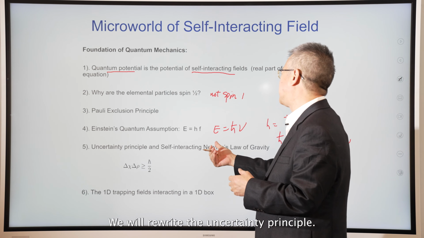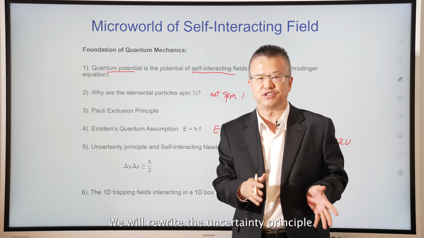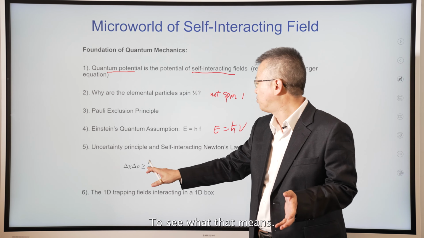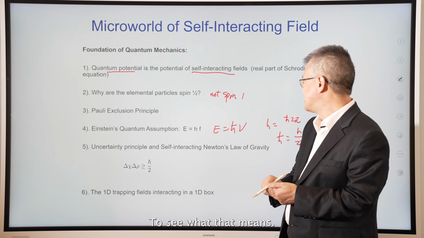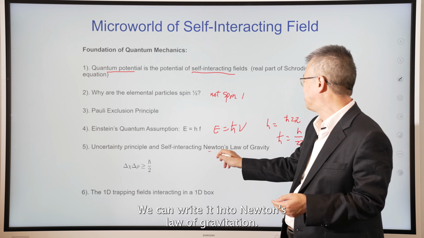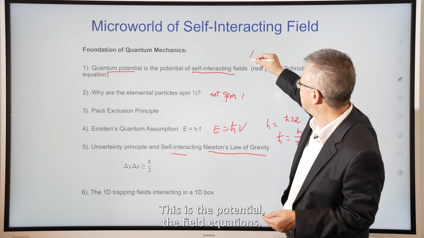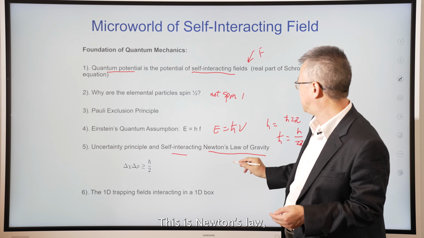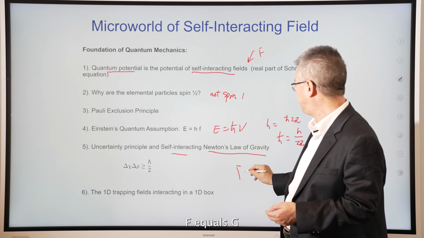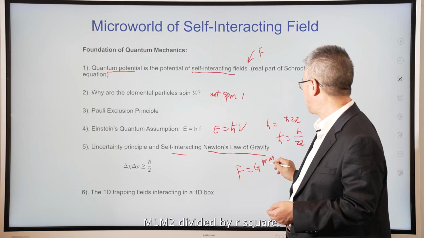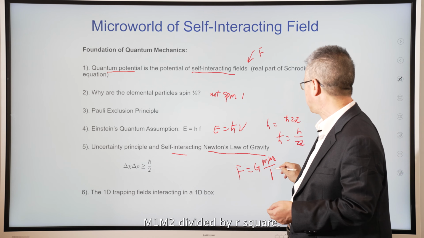We will rewrite the uncertainty principle to see what that means. We can write it like Newton's law of gravitation. This is the potential, the field equations. This is Newton's law, F equals G m1 m2 divided by r squared.